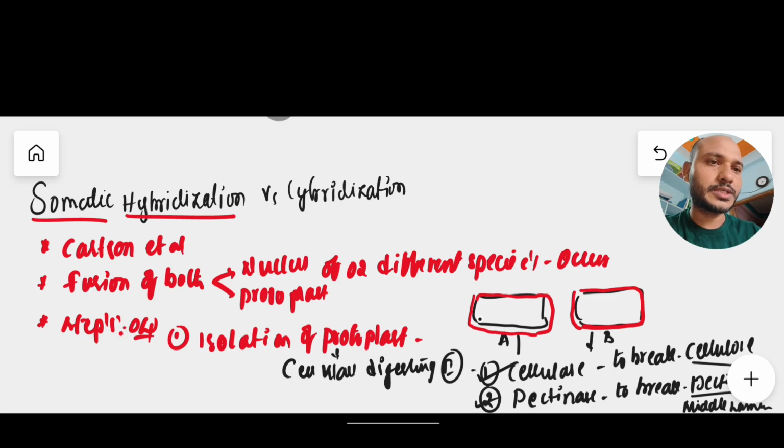Then we isolate the innermost structure of the cell, which is called the protoplast, since it no longer has a cell wall. So this is the process by which we isolate the protoplast.